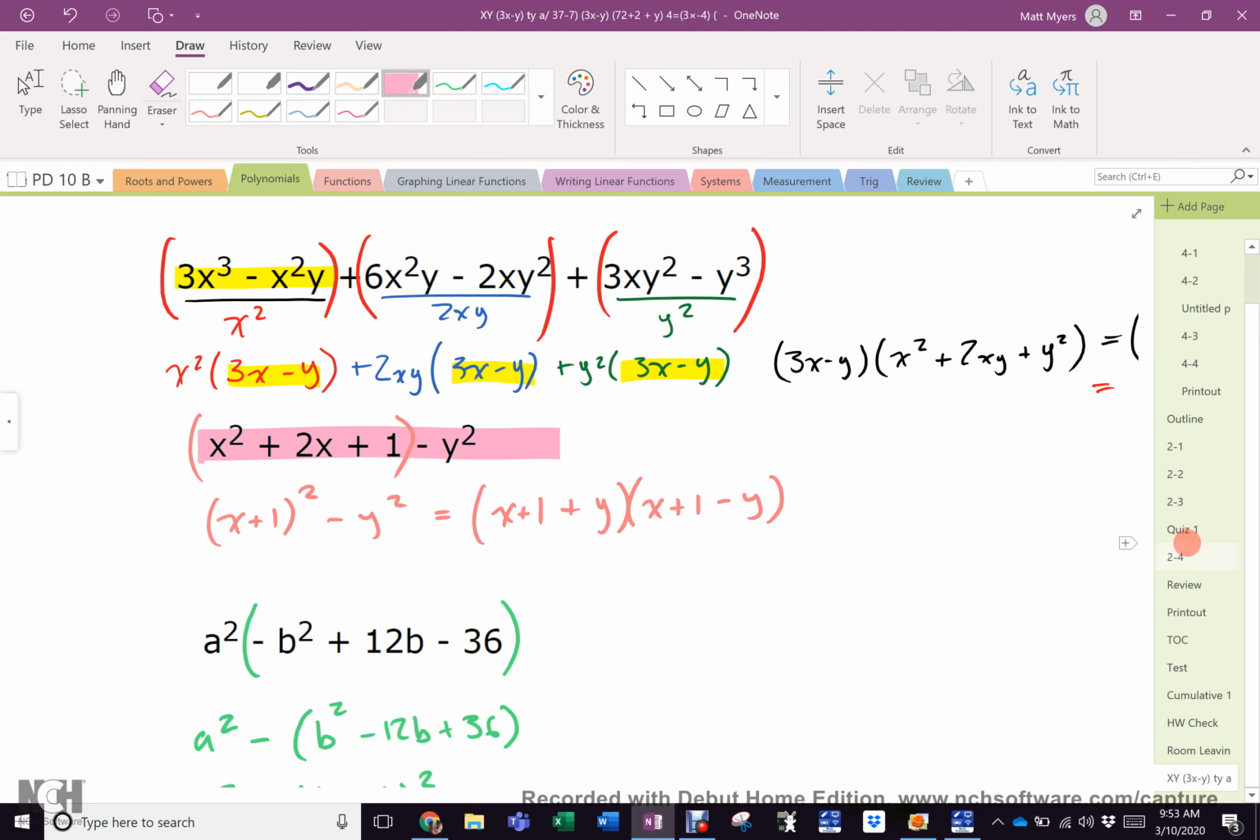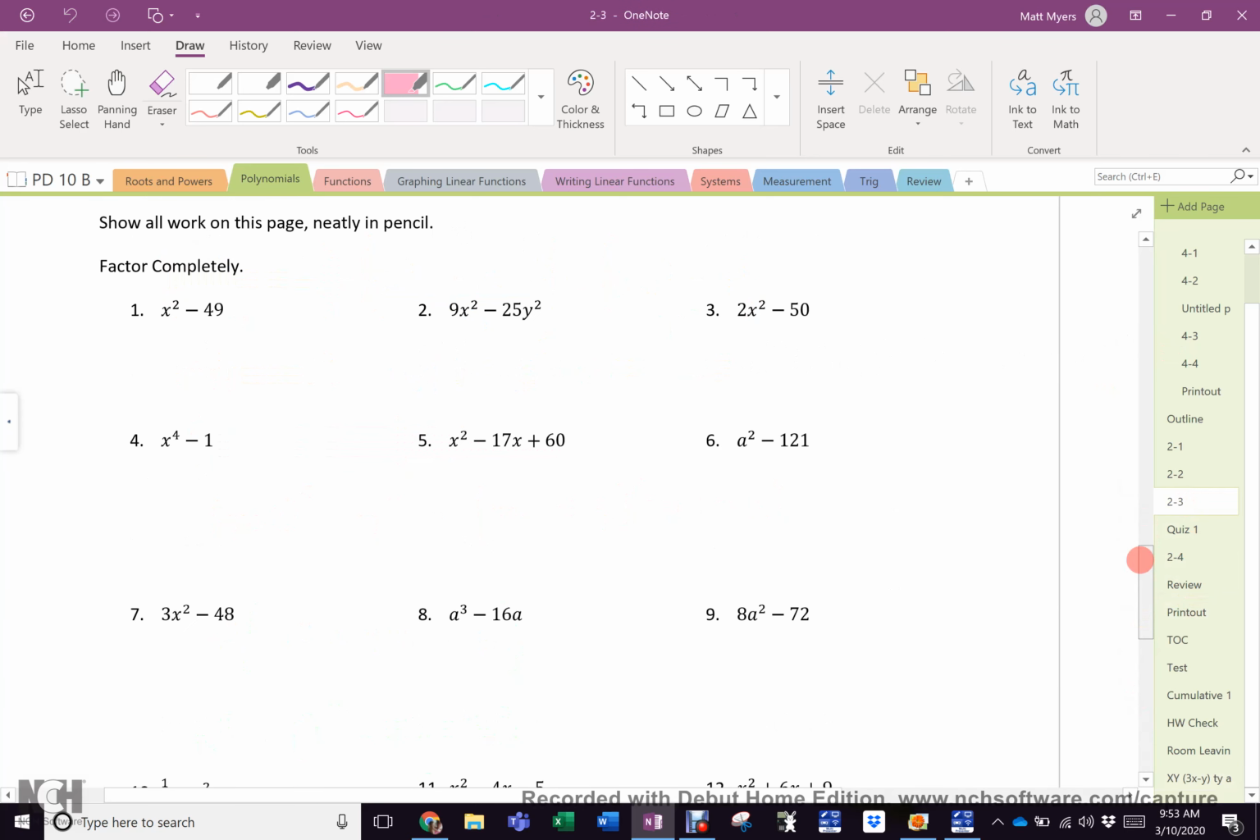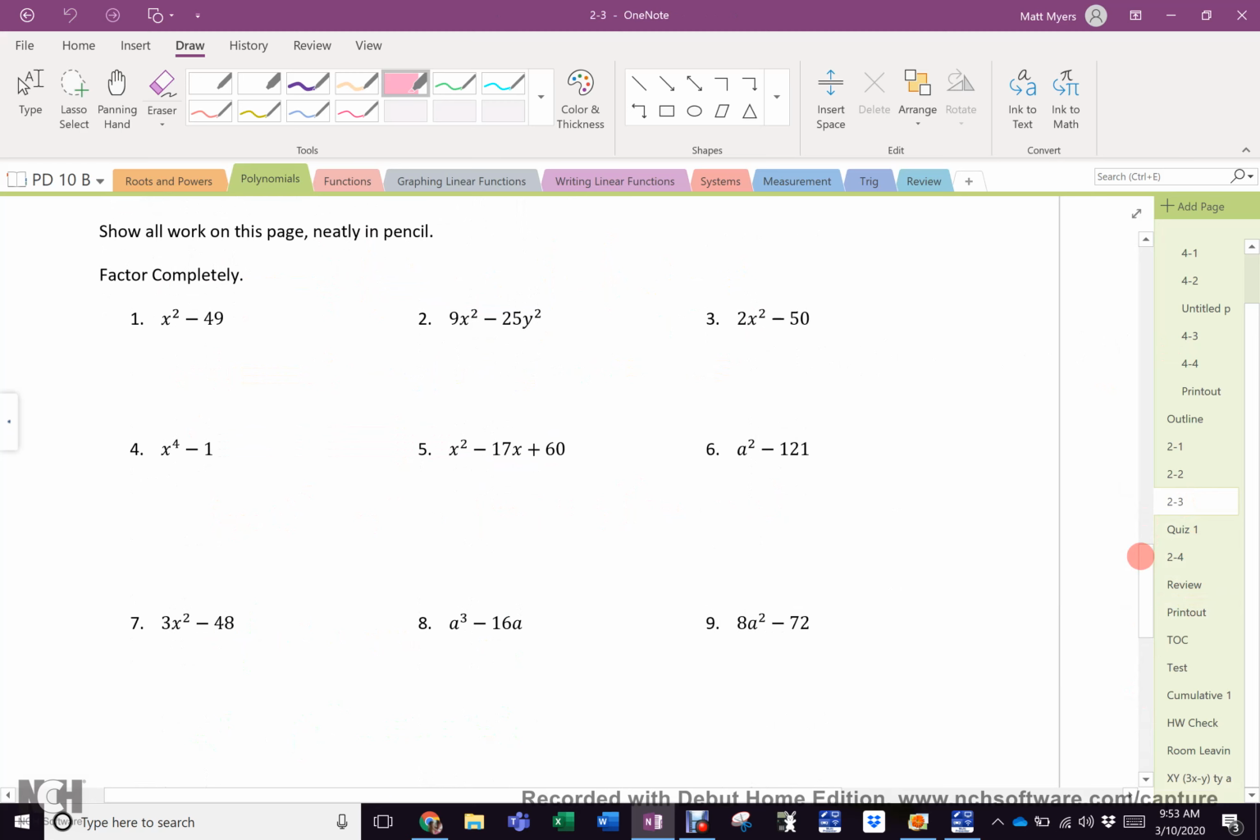All right. Let us move it along, cabbages. I left you with page 81. Let's start. Thomas, number 1. X plus 7, x minus 7. Nicely done, Thomas. Is this allowed? Yes. Of course. So nobody ask. Number 2, Andre, hit me. 3x minus 5y, 3x plus 5y. Oh, Andre, you're on fire, brother.